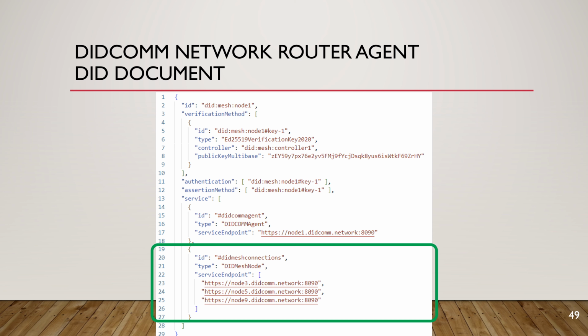I would probably change up this diagram a little bit. Instead of using URLs in there, I would use DIDs to say that DID:mesh:node1, its nearest neighbor is DID:mesh:node3, DID:mesh:node5, and DID:mesh:node9. And then anybody that needs to resolve those further can then do a query at the DID documents for those respective ones.